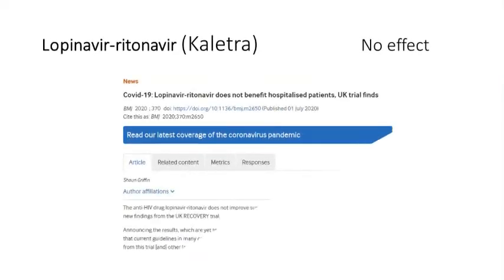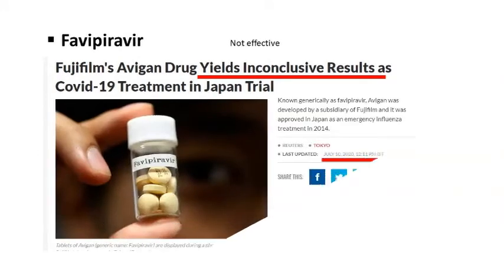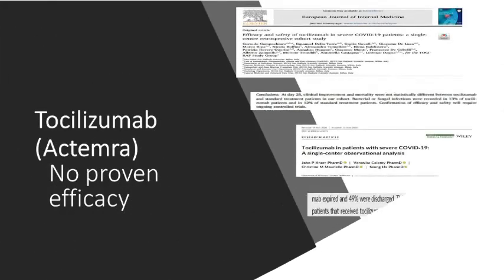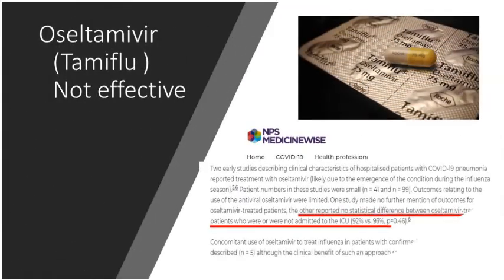Also, lopinavir and ritonavir showed no effect. Favipiravir, no effect as well. Tocilizumab, an interleukin-6 inhibitor, has no proven efficacy. And oseltamivir, the Tamiflu, which we used in SARS previously, is not effective. And also vitamin D showed no effect.